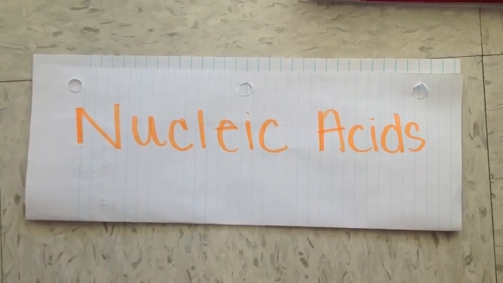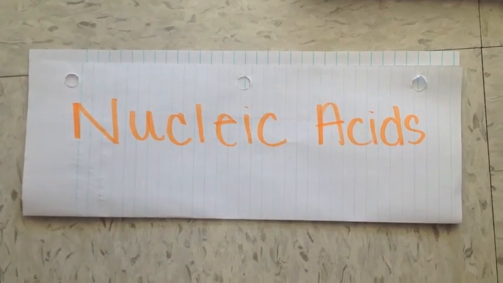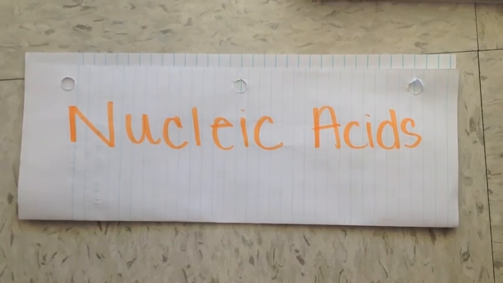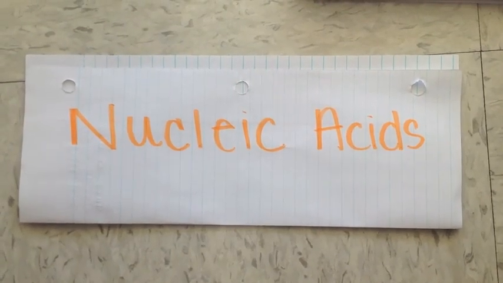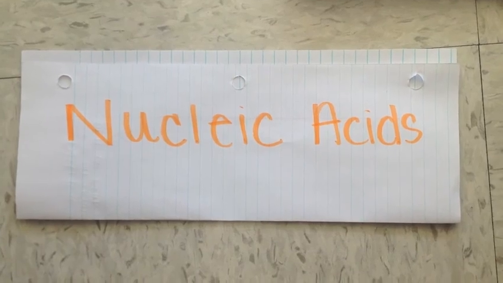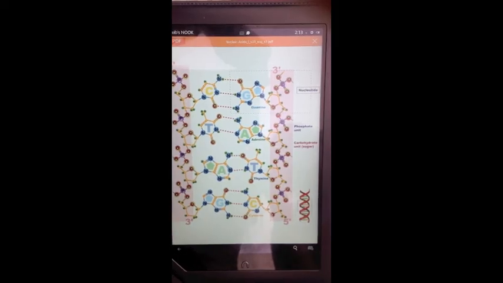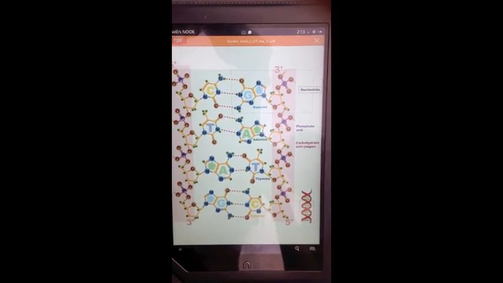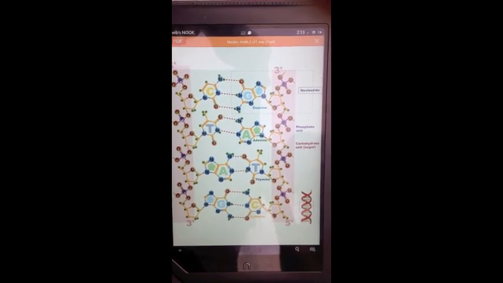Nucleic acids. Nucleic acids are organic compounds such as DNA or RNA. Nucleic acids are built of small units called nucleotides. Each nucleotide consists of 3 small molecules: sugar, a phosphate group, and a nitrogen base.